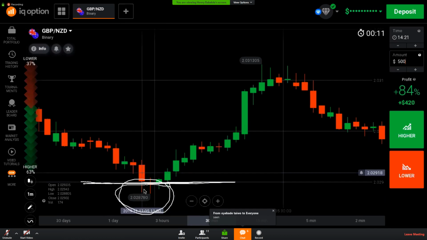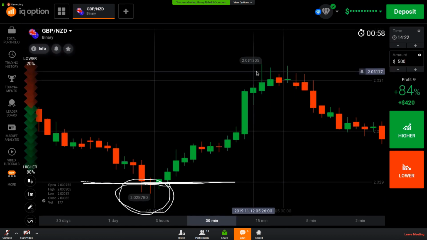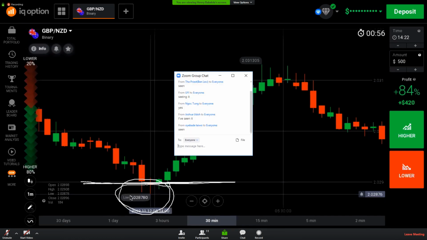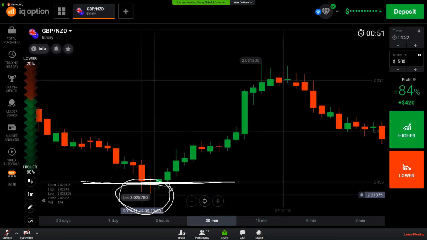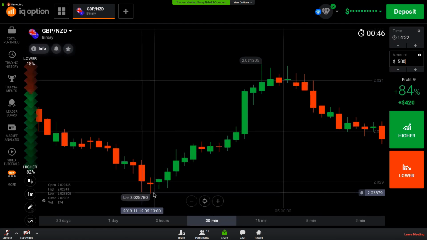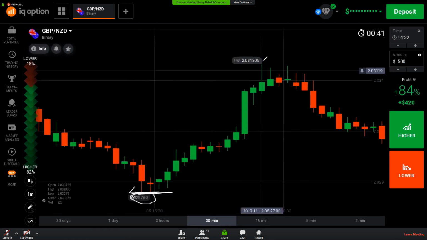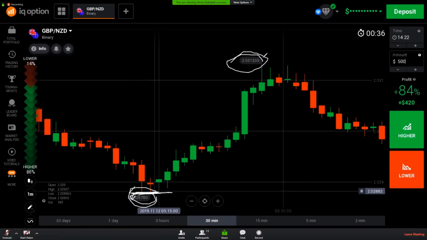Now, this number that I'm showing you is a number that is provided by IQ Option. The chart of IQ Option gives you this number. This number can be very useful. It tells you the lowest point in the market at this level. This is the lowest point. So when that number appears here, it's telling you that this is the lowest point. This is the highest point. This is the lowest point. This is the highest point.